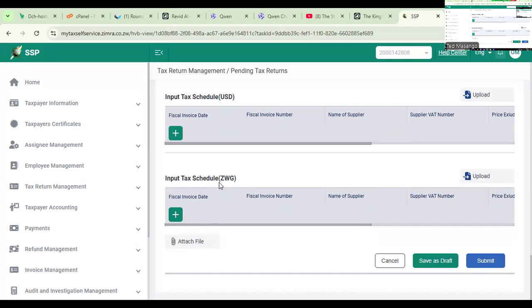Once you submit, the tax return goes into the Zimra system. Zimra will validate that. They don't necessarily come to check end of month or end of year. They may just do some routine audits here and there. So basically, this is how you do your value-added tax return. You must be registered for value-added tax for you to be able to do this.